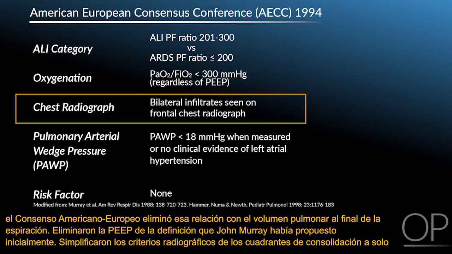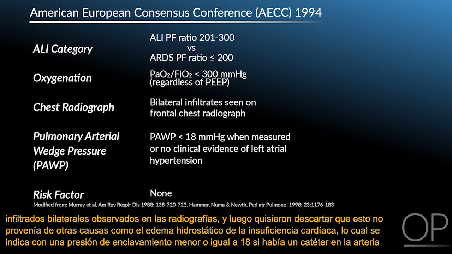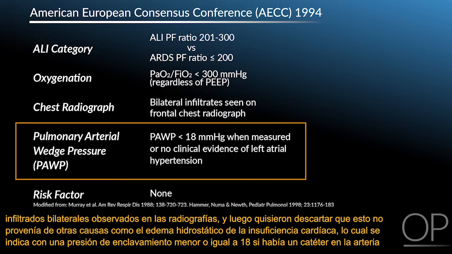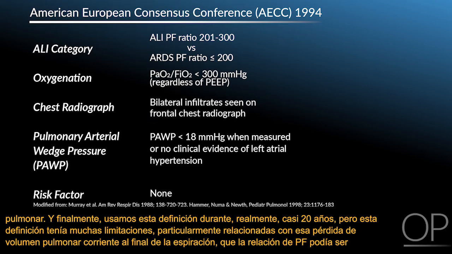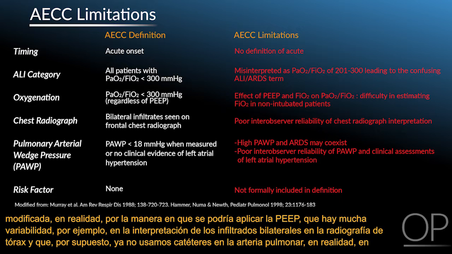They simplified the radiographic criteria from quadrants of consolidation to just bilateral infiltrates seen on X-ray, and then wanted to exclude that this was not coming from other causes, such as hydrostatic edema from cardiac failure, so requiring a wedge pressure of less than or equal to 18 if a PA catheter was in place. And ultimately, we did use this definition for really nearly 20 years, but there were many limitations to this definition, particularly related to that loss of tie to end expiratory lung volume, that the PF ratio could be modified really by how you may apply PEEP.